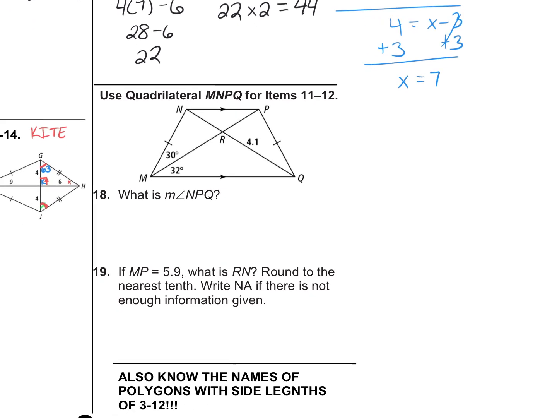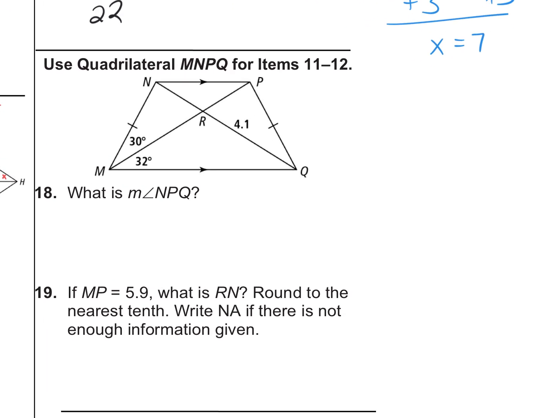Number 18. What shape is this? Trapezoid. It wants NPQ, this angle here, the whole thing. Again, try and use what all they give you. What can I do with these two angles here? Yep. I take 30 plus 32, which is 62. This whole angle right here is 62.